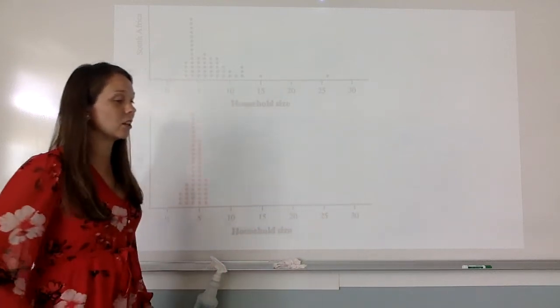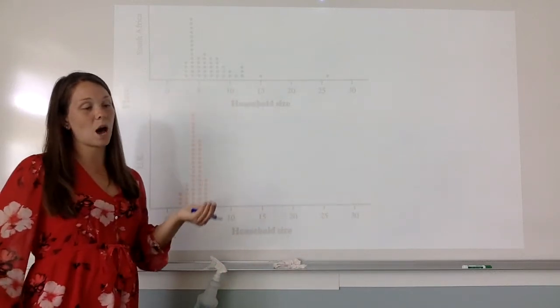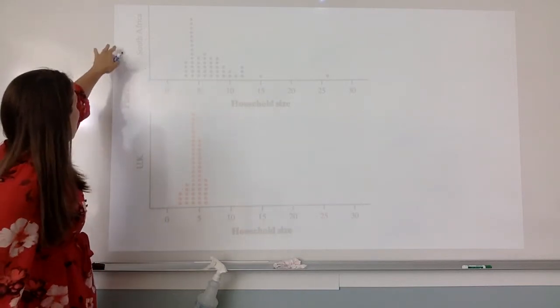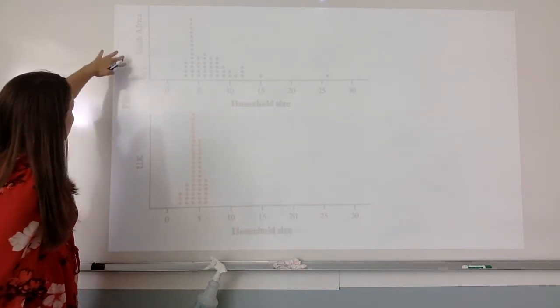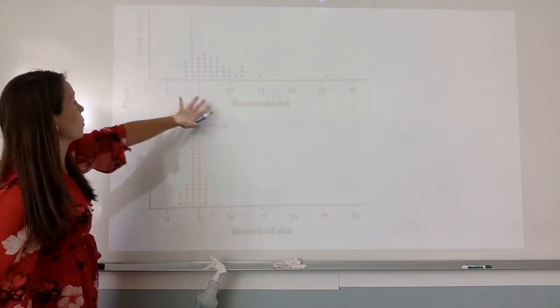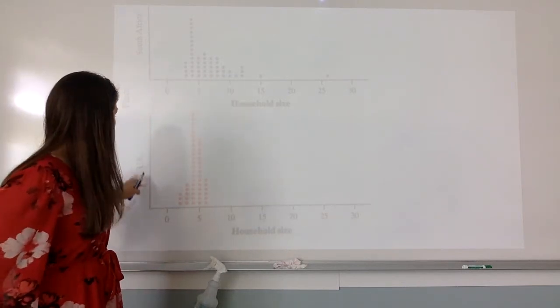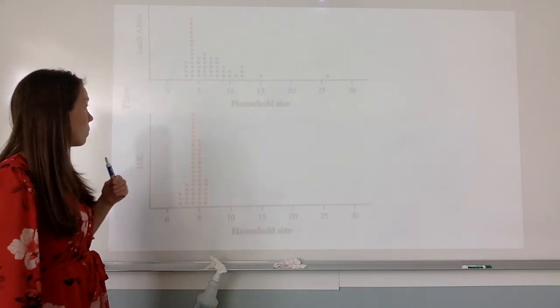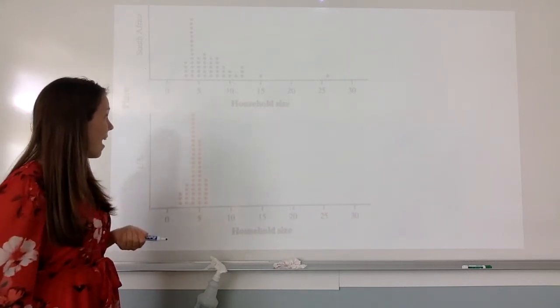Right, so now we're taking a look at the example that's right underneath that box where we describe shape. And we have our place. So we have two graphs here. We have South Africa and household size, and then we have the UK and household size. Each one of these dots is representing how many members are in the household.